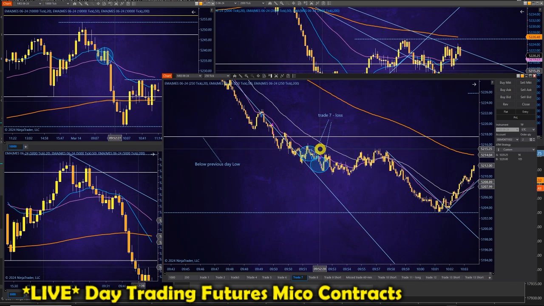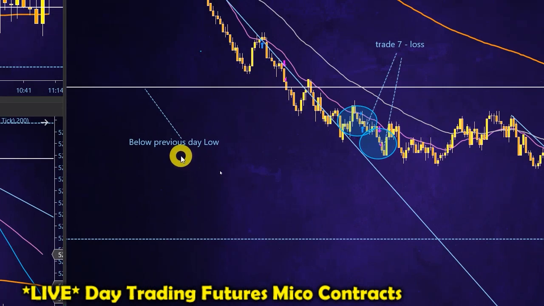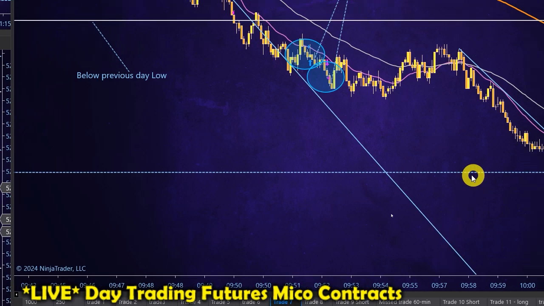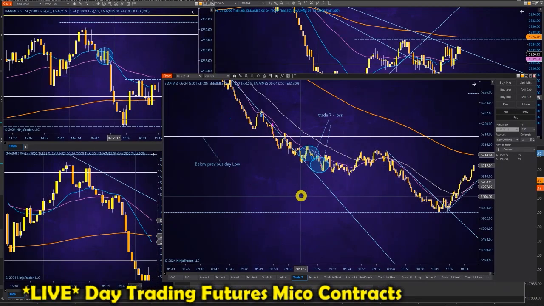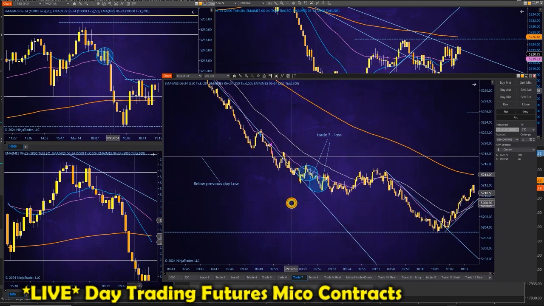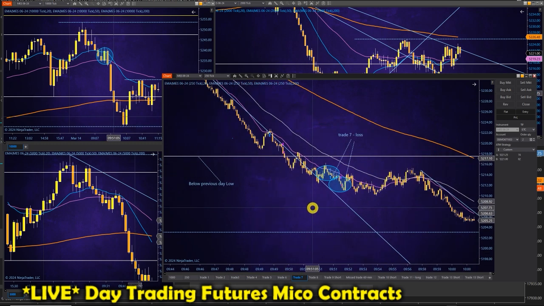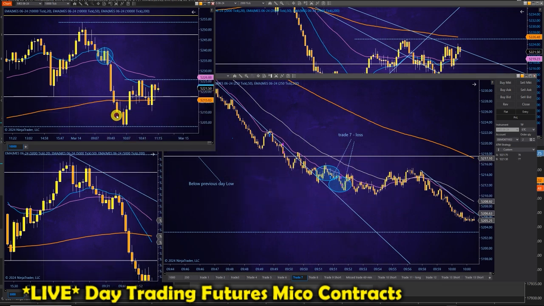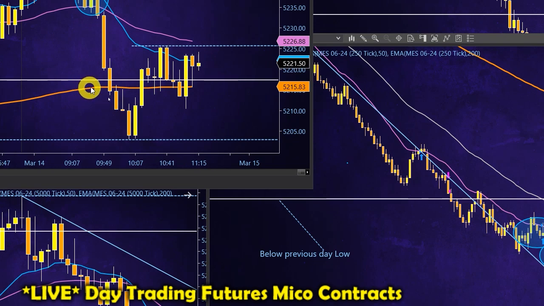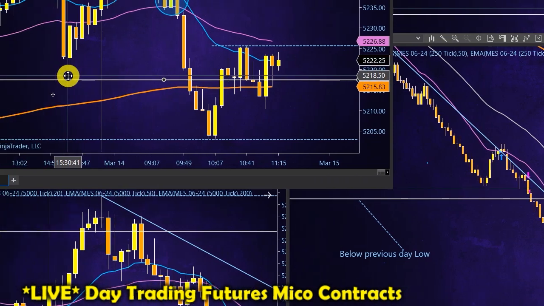Let's take a look at that. Now this was an incredibly bad trade because now we're below the previous day's low. See this line? Trade 6 was right above. Trade 7 was right below. I tried to go long. Bad idea. I don't even know what to say about this. I think you just get in a trance. Sometimes you're in a trance. And right over here, this is where trade 7 took place, below the previous day's low.